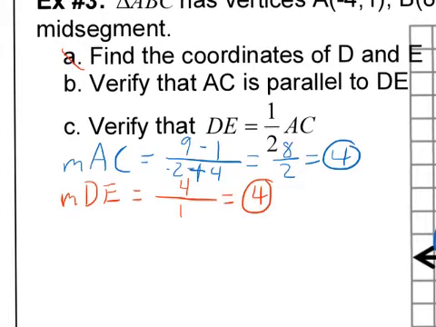So we found the coordinates of D and E, we verified that AC is parallel to DE, and now we are going to verify that DE is half the length of AC. Well, let's do that by using the distance formula. We need to figure out what each of these distances are. So let's first find the distance of AC.